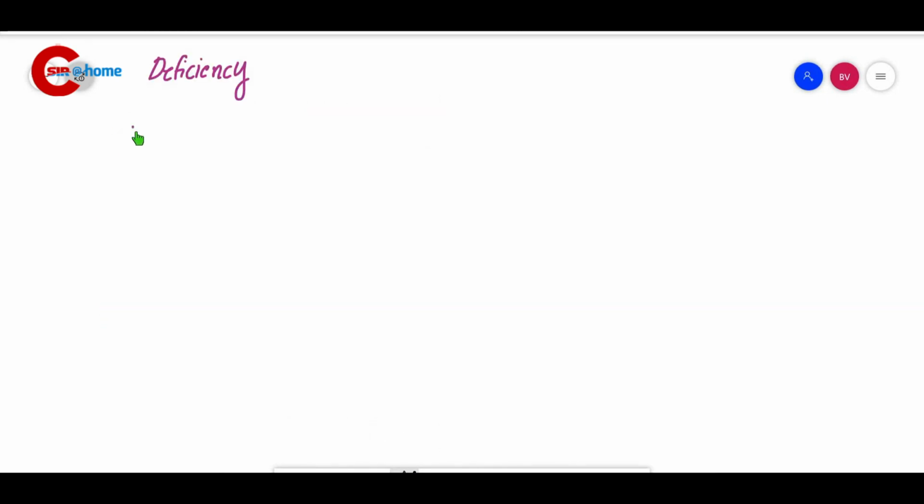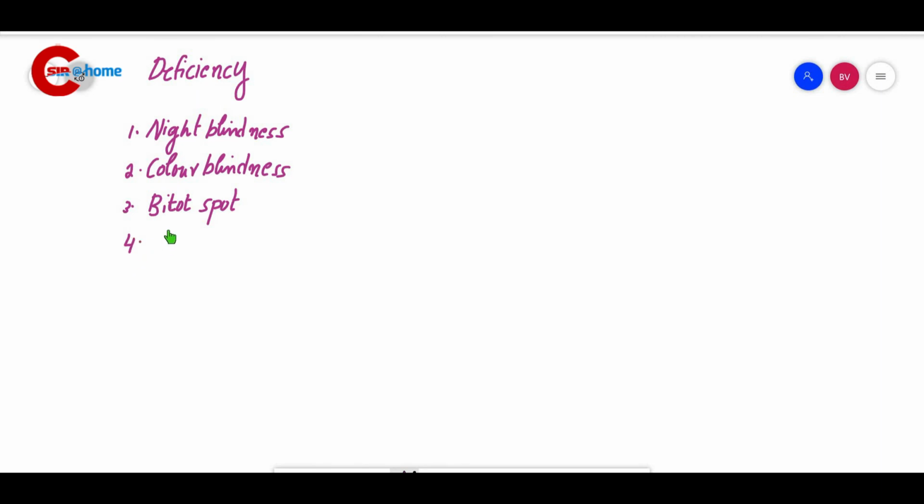Now look at deficiency. The first is night blindness. We have studied it: the relationship between dark adaptation time and vitamin A, where dark adaptation time is increased during vitamin A deficiency. Next is color blindness. Here the cone proteins are reduced, and this leads to color blindness. Next is Bitot spots, which are grayish white triangular plaques in the conjunctiva.